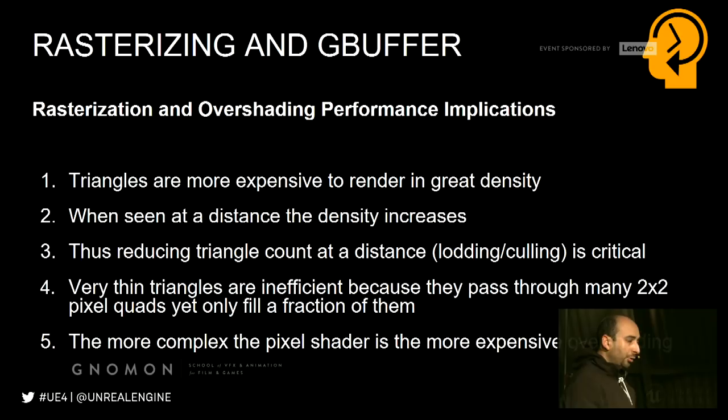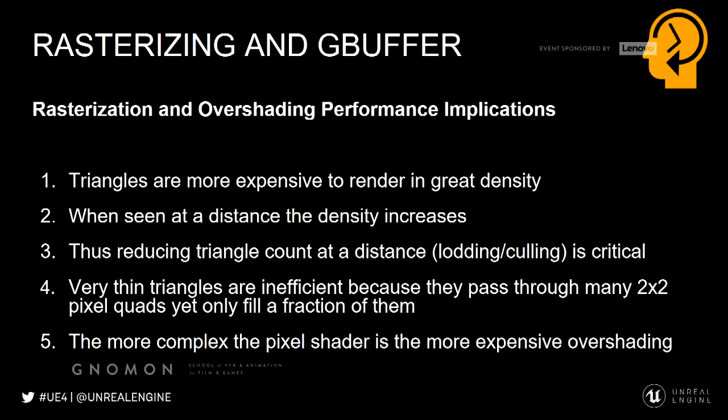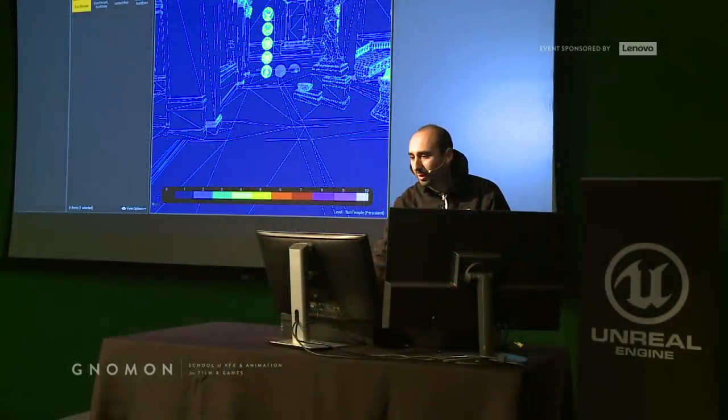So to keep in mind, again, triangles are more expensive to render when they are dense, or when we are viewing them from a very far distance. So it's important to have LODs and culling, because otherwise we will be wasting a lot of vertex processing on those triangles. Same thing with topology: try to avoid very thin triangles that are rendered inefficiently. And the last thing, of course, the cost of overshading is directly related to how expensive the pixel shader is. When we have an expensive pixel shader, those areas will be really expensive because we are repeating the expensive pixel shader at least 4 times to render those few pixels.